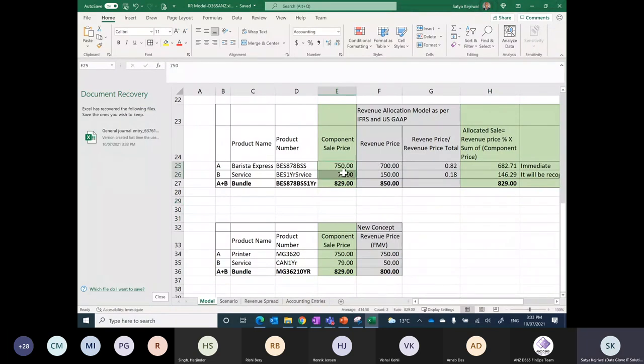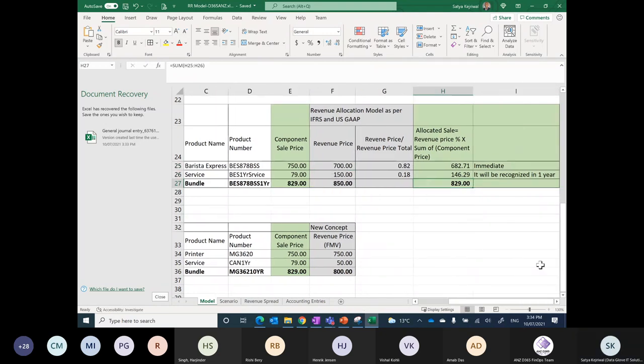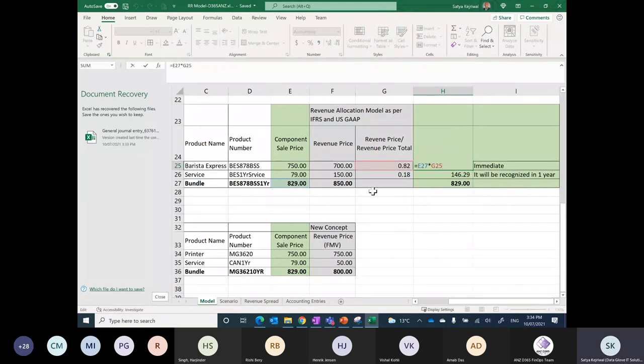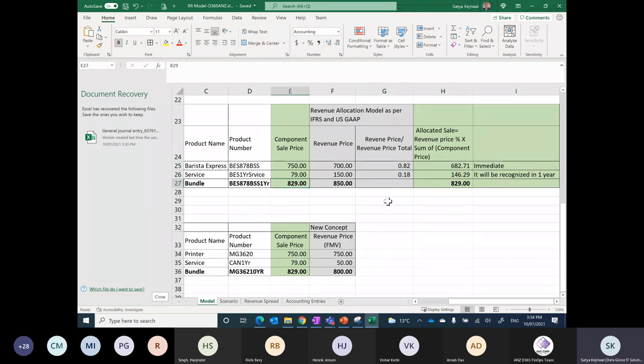Okay, in my example, we had the 750 and 79, the individual price of those products. This is my selling price, charging to the customer. That's my fair market value. Now, the key concept here is that this 829 should not be recognized in this ratio. It should be recognized in this ratio, 700 and 150, which is my fair market value. Again, this is a little bit complicated concept. Some companies might say my fair market value is the same as this, so we will not go into this allocation piece. In that case, the concept will be a little bit easier. In our scenario, we are allocating this 829 into this ratio, 0.82 and 0.18, and that's how it will be distributed.